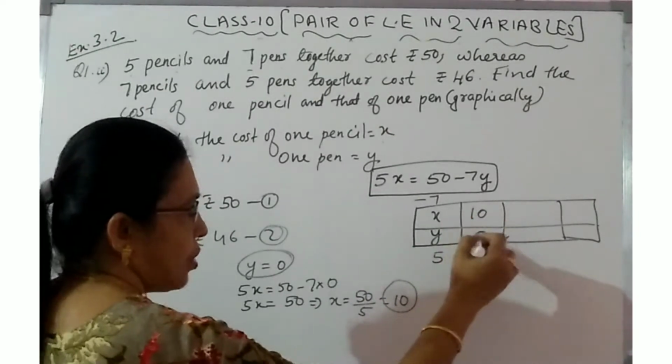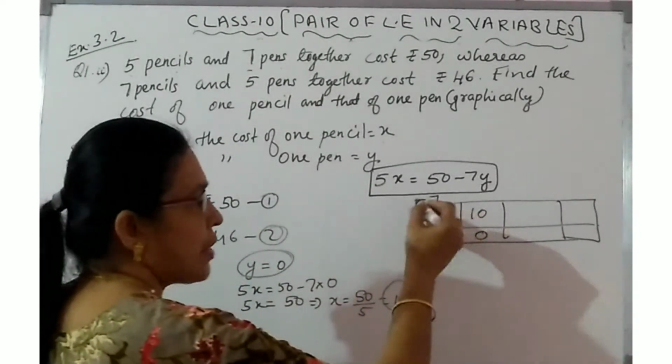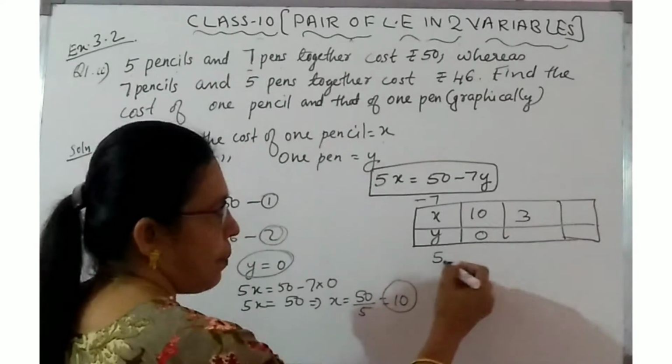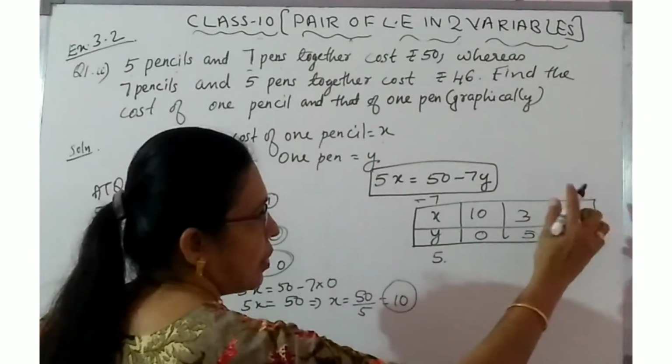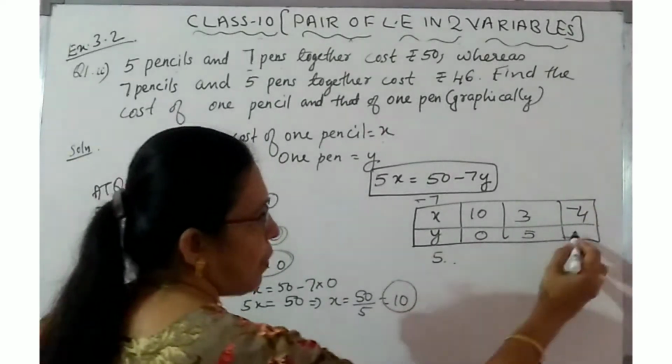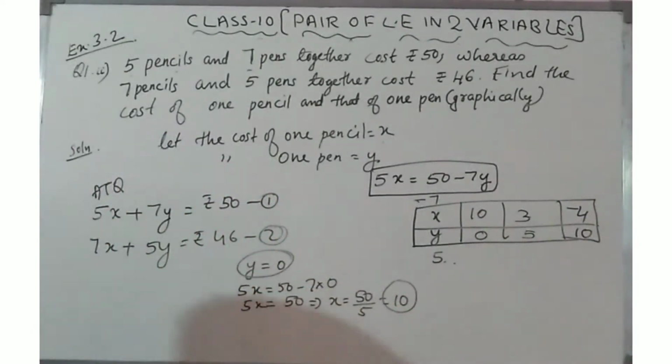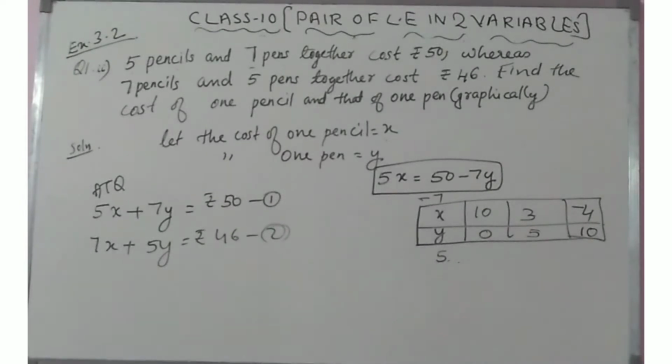X 10, y 0. Now we get 10 plus minus 7 is 3. 0 plus 5, 5. 3 plus minus 7 is minus 4. And 5 plus 5, 10. So got 3 values. Now the second equation we can go through.